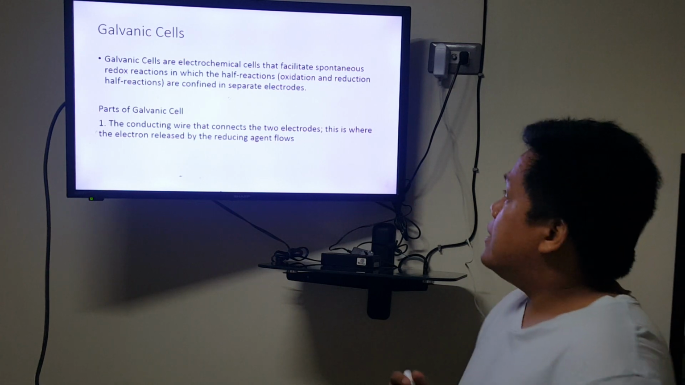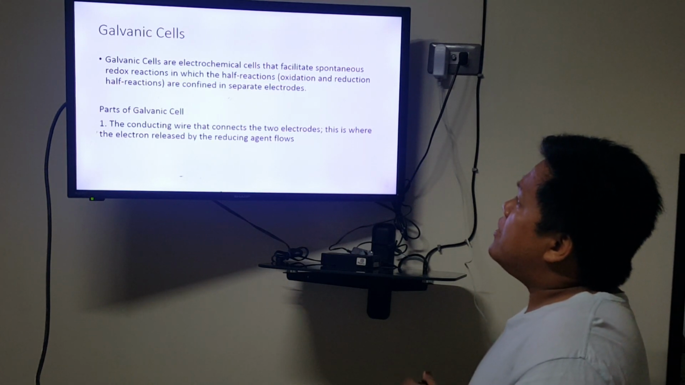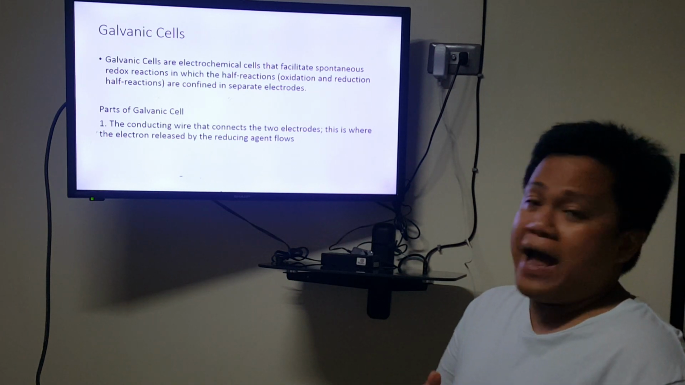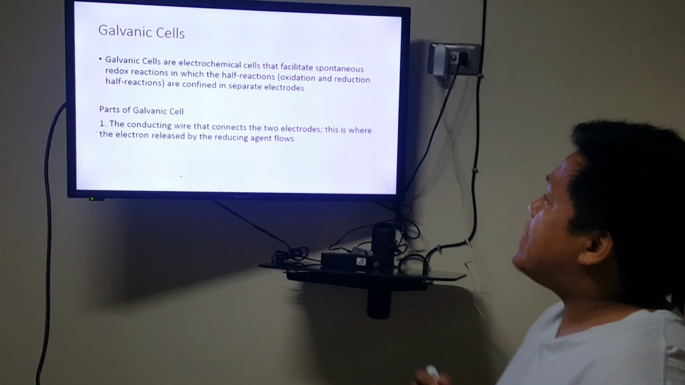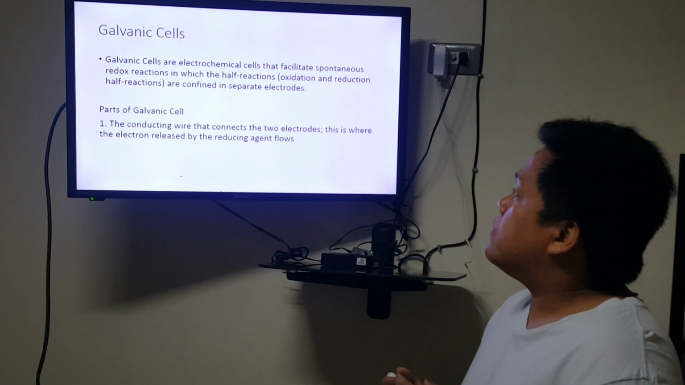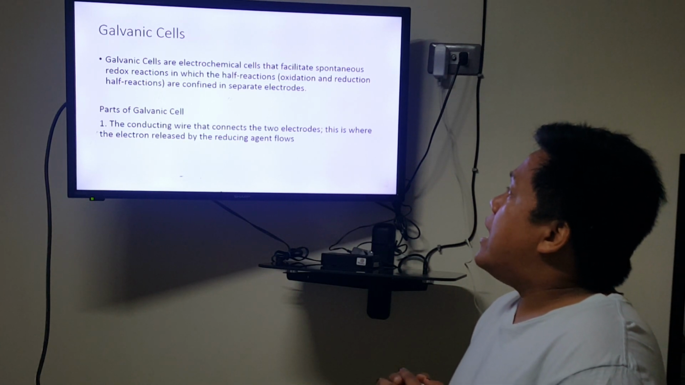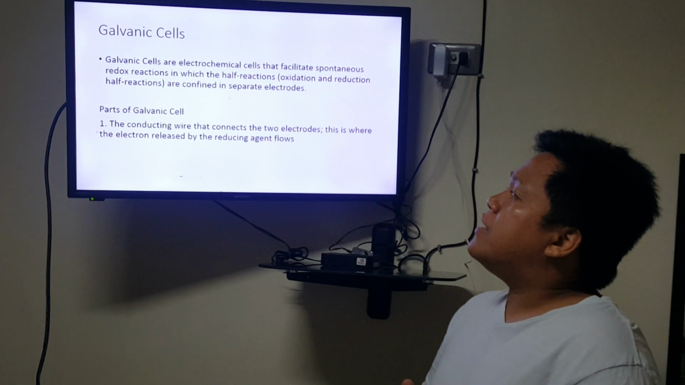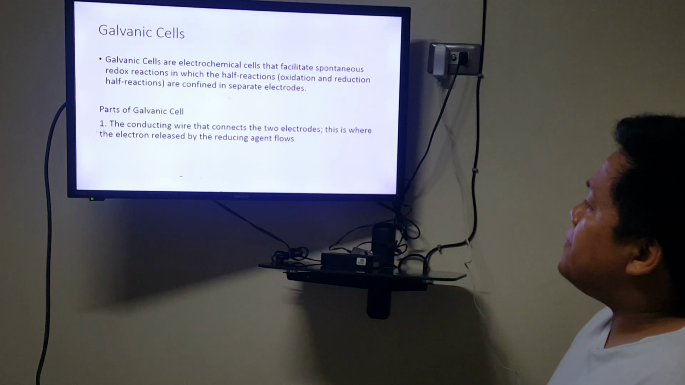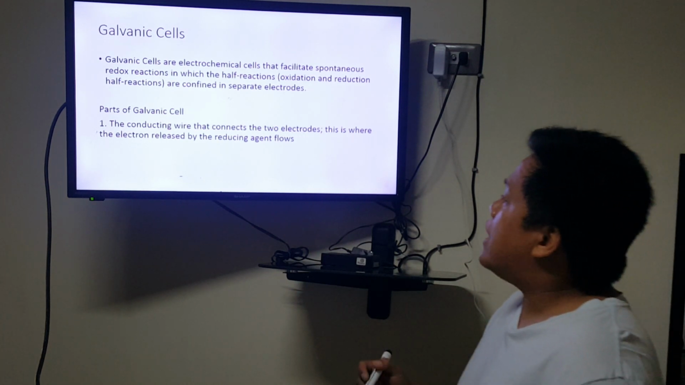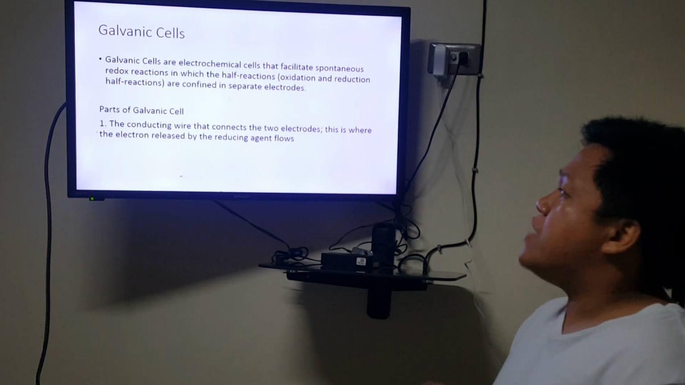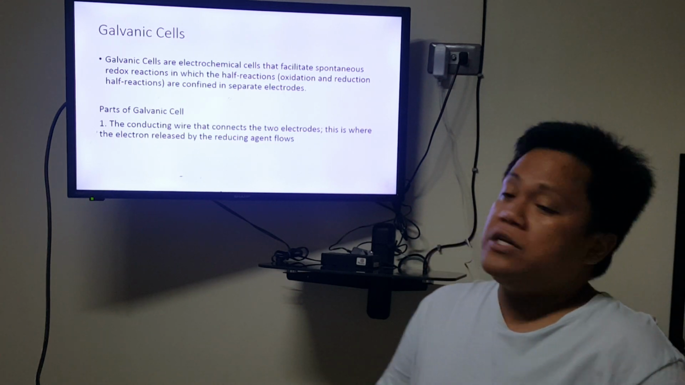Galvanic cell. Galvanic cells are electrochemical cells that facilitate spontaneous redox reactions in which the half reactions, the oxidation and reduction half reactions, are confined in separate electrodes. Parts of a galvanic cell: the conducting wire, which connects the two electrodes. This is where the electrons released by the reducing agent flow.